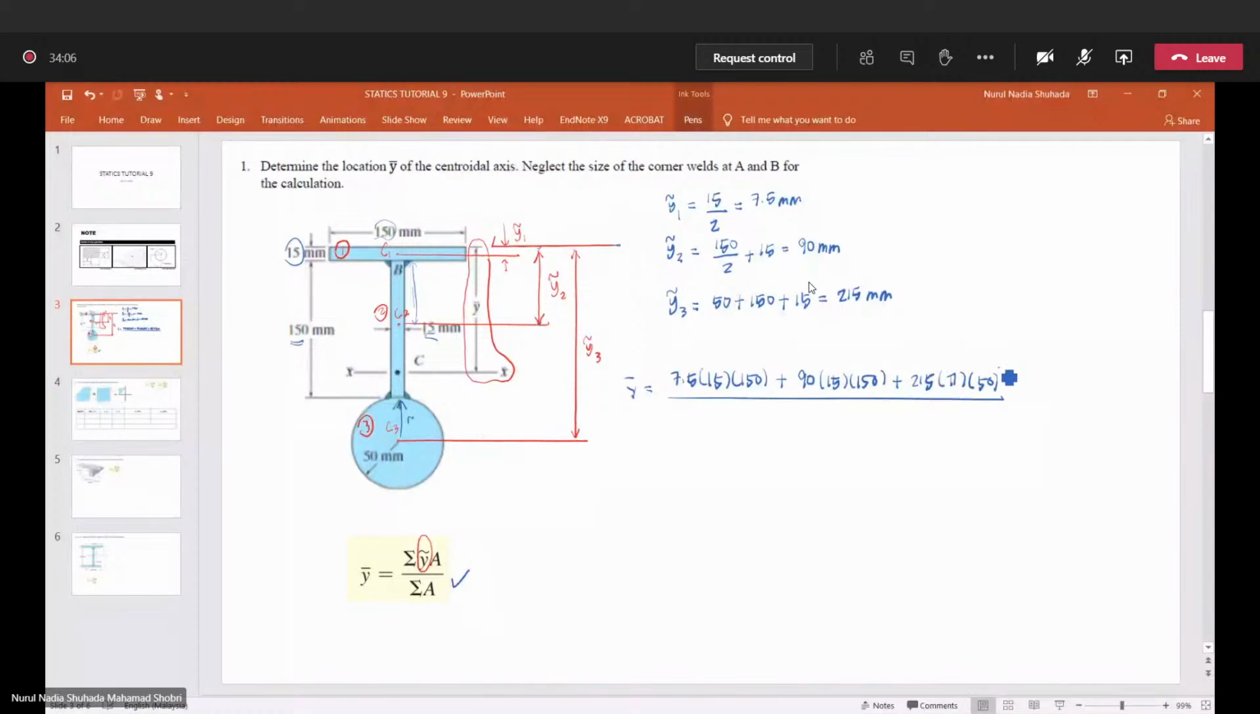Okay, and then we solve for the bottom part. The bottom part is the sum of all areas. So this is the area for segment 1, this is the area for segment 2, and this is the area for segment 3.